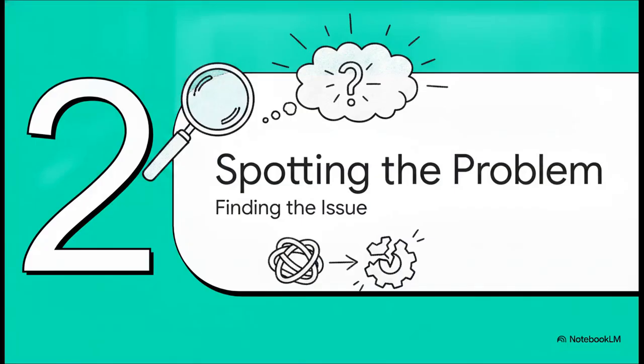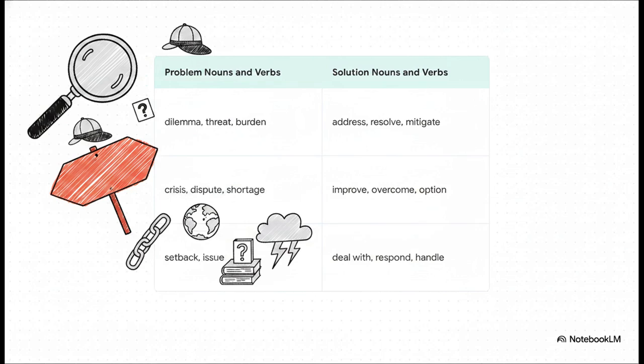Moving on to Section 2, Spotting the Problem. Here's where it gets fun. Specific vocabulary acts as your detective clues. You see, when you're reading, you aren't just looking for generic complaints. Academic writers use highly specific nouns and verbs. You want to listen for the language of a problem, words like dilemma, threat, burden, crisis, or shortage. When an author drops the word dilemma, instead of just saying a bad thing, they're planting a massive signpost telling you, hey, here's the issue we need to fix.